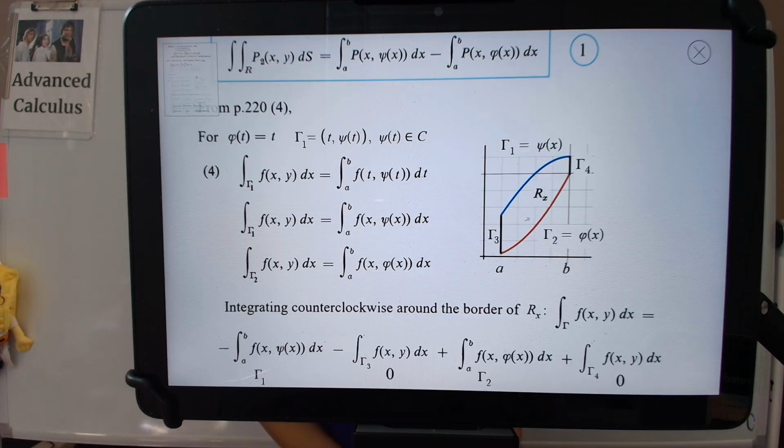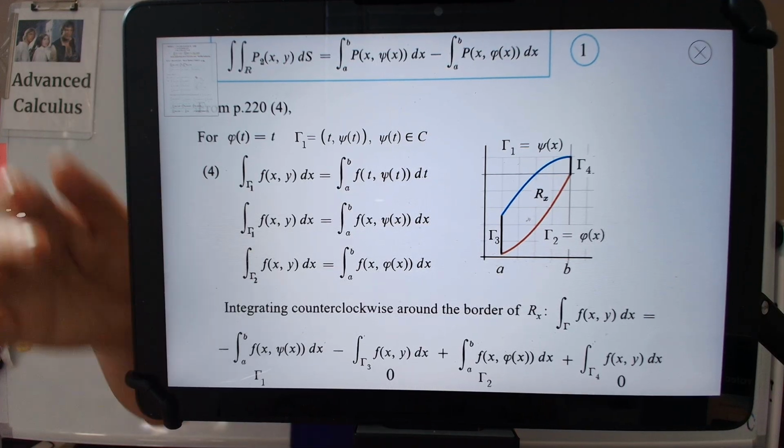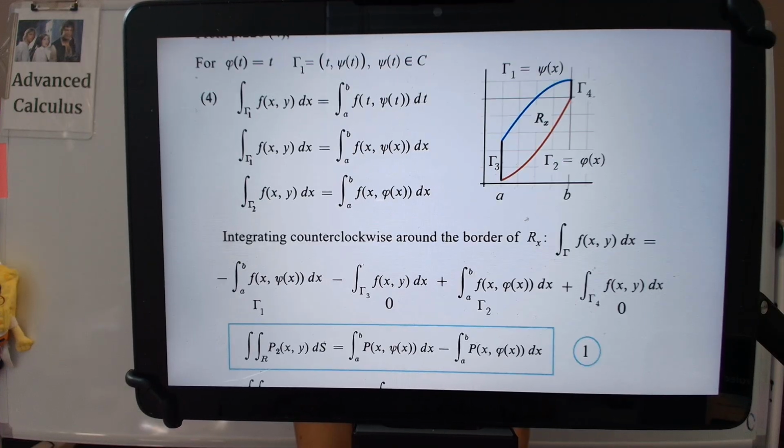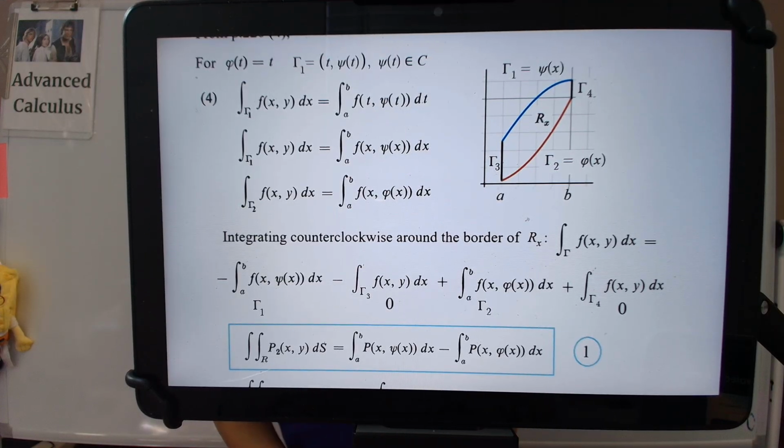Now I want to be very, very clear on this. It is important that we know which line we're integrating over, and what we are talking about here. So next, we are going to integrate around the entire border of our Rx. The entire border consists of gamma 1, 2, 3, and 4.